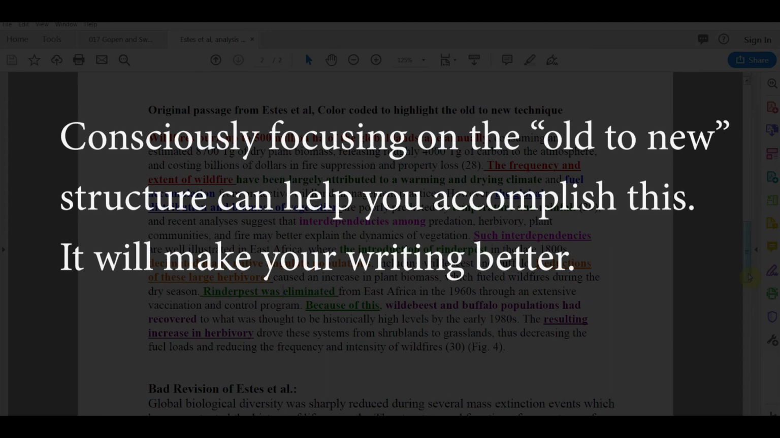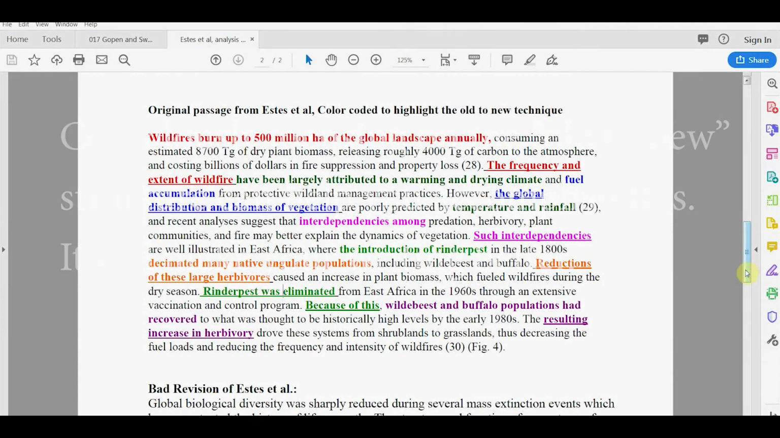Don't overthink it as you're writing, but you should sort of be aware of this as you are editing the paper. You should be thinking, am I gradually introducing the information? Am I starting the sentences with information that has already been stated or that is familiar? Anyway, that's Gopen and Swan. That's the old to new technique. Try to apply it to the writing that you do. It will serve you well in the future.